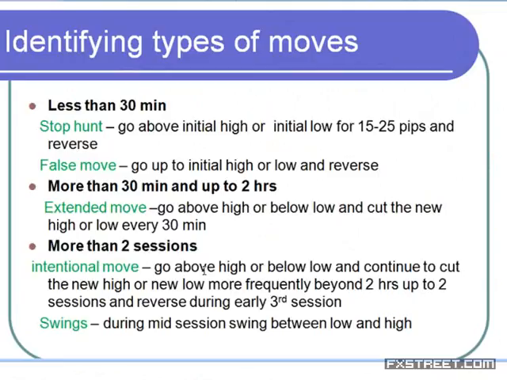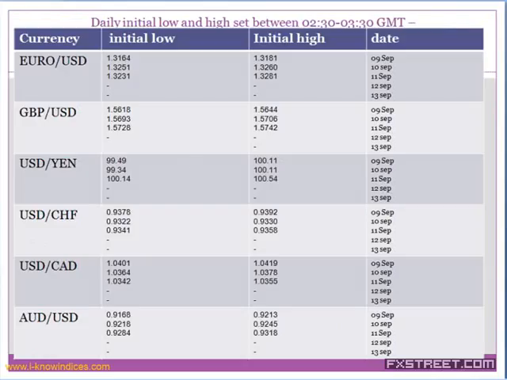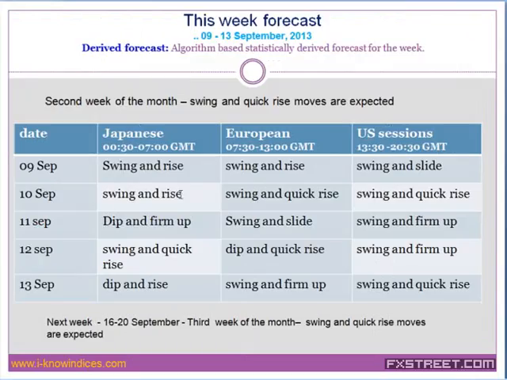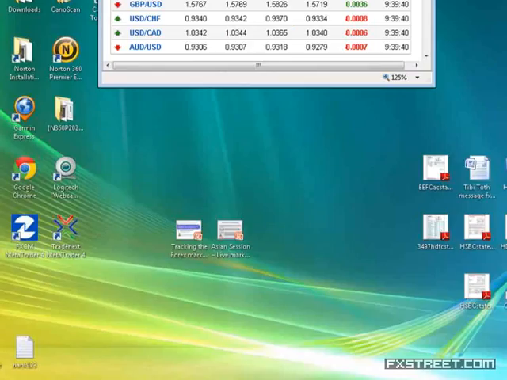So they made 2 days of intentional move, and on the third day they are trying to make a move the other way. That is what the forecast says. A dip and firm up move on September 11, then a swing and slide move during the European session, which I gave on Monday. Then afterwards, swing and firm up moves are expected during the US session.